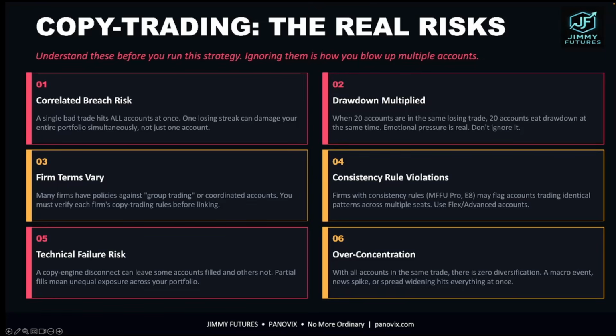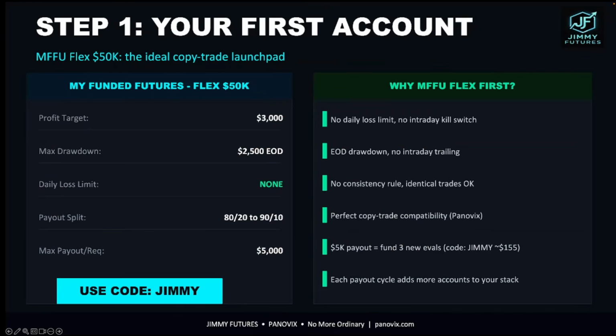Overconcentration with all the accounts in the same trade. There's zero diversification. So a macro event, news spike, or spread widening hits everything all at once. So, if you get a Trump tweet or something like that and it goes against you, every account is going to catch that one.